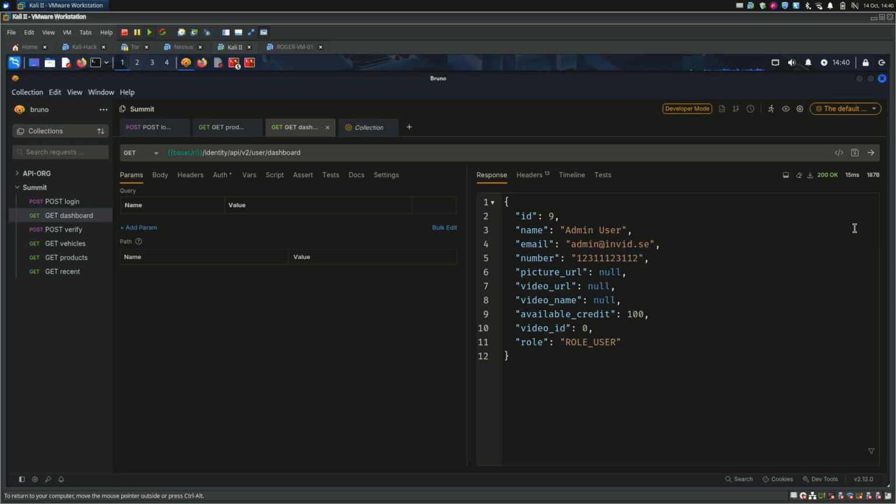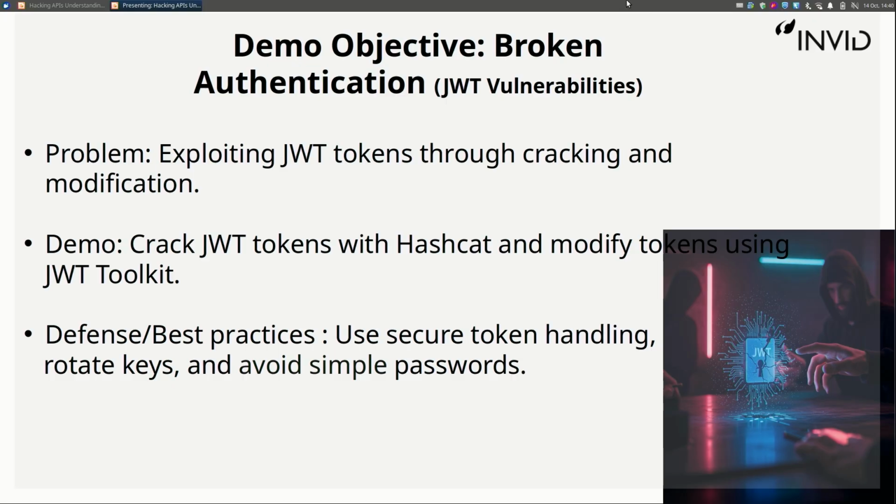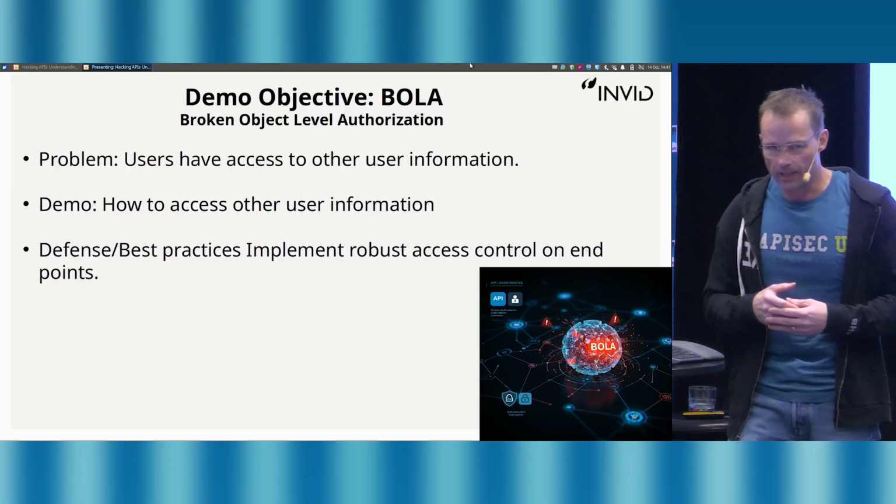Thank you. So I used the modified token to access the application again, and now I'm another user. This is a really bad application. So we cracked the token, we modified the token, and the next step is BOLA, Broken Object Level Authorization. The problem here is that the users have access to other users' information. And that can be tricky to find.